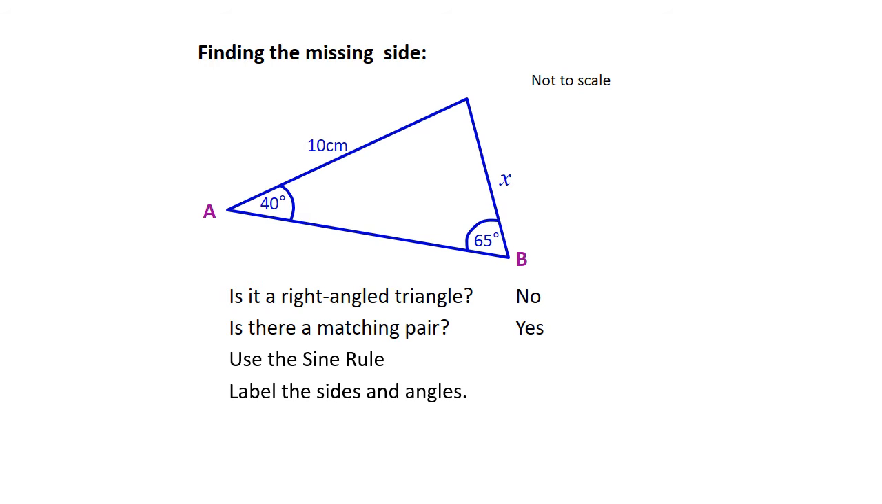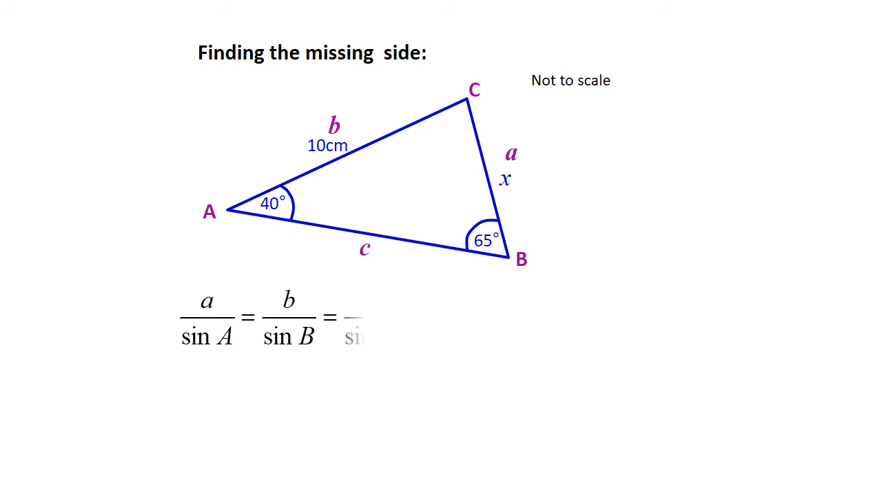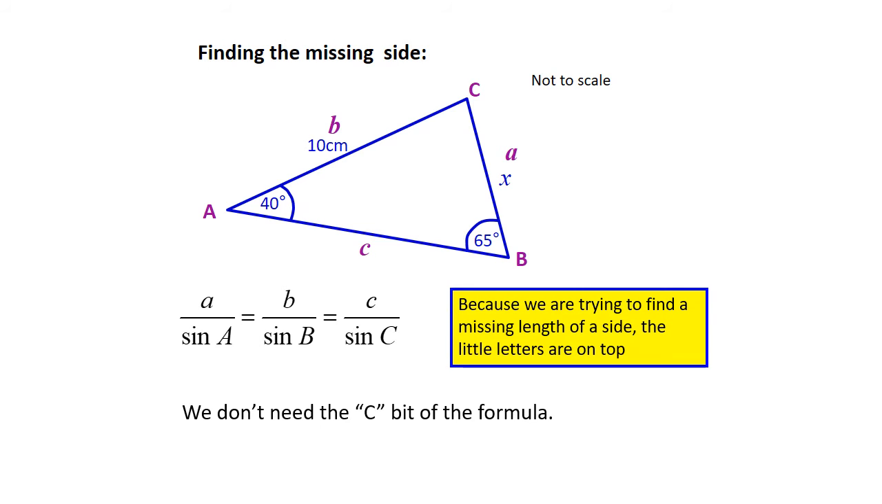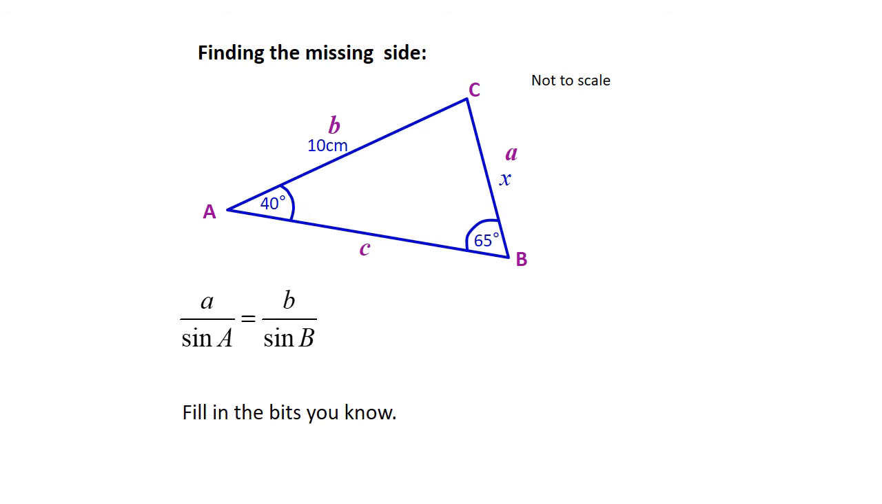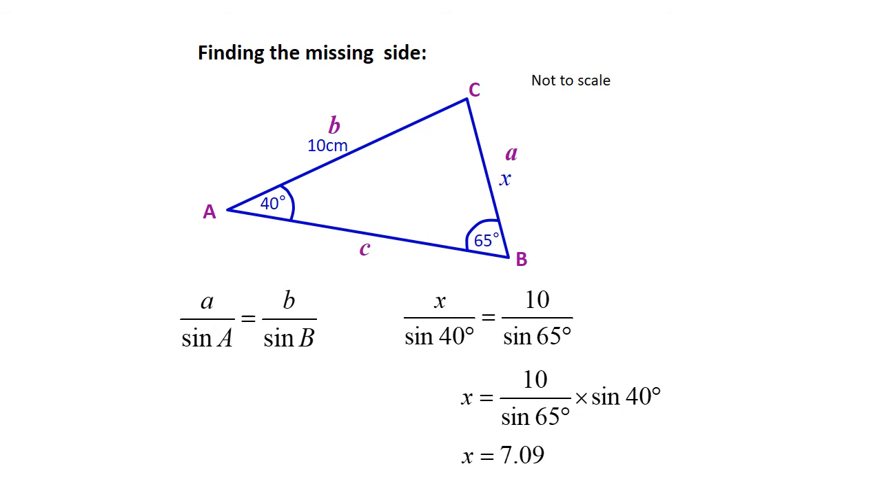So we label our angles A, B, C, and then a, b, c. So we're going to go a over sine A equals b over sine B. We don't need the sine C bit of the formula. So we can fill in the bits that we know. So a is x, that we're looking for, and it's sine A. And b is 10, and sine B is sine 65. Now if we work this out, we can do 10 divided by sine 65, and then we times by sine 40, and that will give us x. So we know that x has got to be 7.09 centimetres.